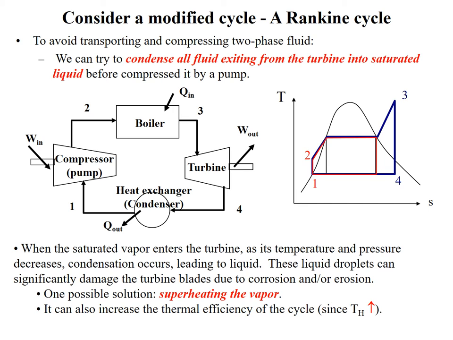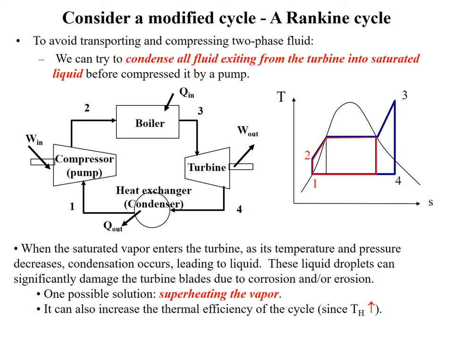The output of the boiler will always be superheated steam, so point 3 will be in a superheated state. Superheated means above 100 degrees Celsius. This one is on the saturation line, means it is at 100 degrees Celsius. So this is a saturated vapor actually, and this is a superheated vapor. If the saturated vapor enters the turbine, temperature and pressure decrease, and condensation occurs, leading to liquid.